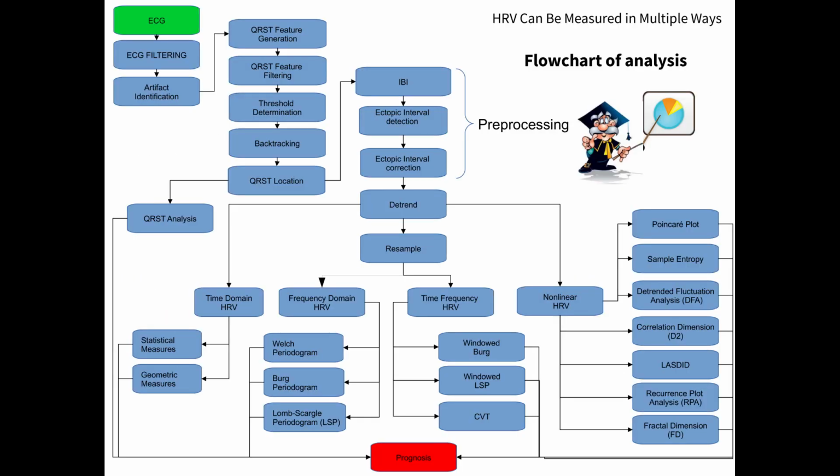Heart rate variability analysis involves preprocessing electrocardiogram data, including filtering and ectopic interval correction. Time domain methods use statistical measures like mean RR intervals. Frequency domain techniques, such as Welch and Burg periodograms, analyze spectral components. Nonlinear methods, including Poincare plots and sample entropy, offer insights into complex heart dynamics. Accurate preprocessing is crucial for reliable heart rate variability analysis.